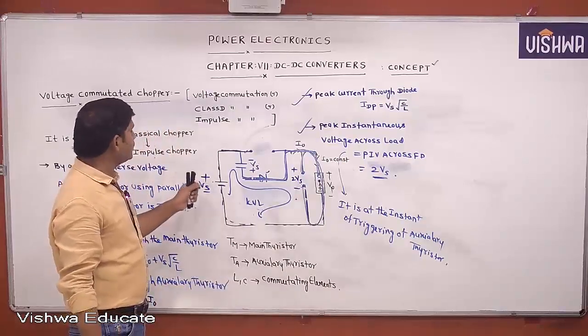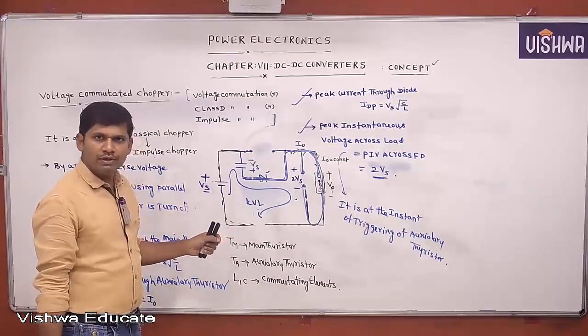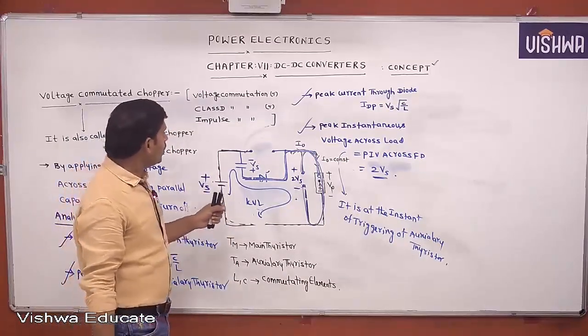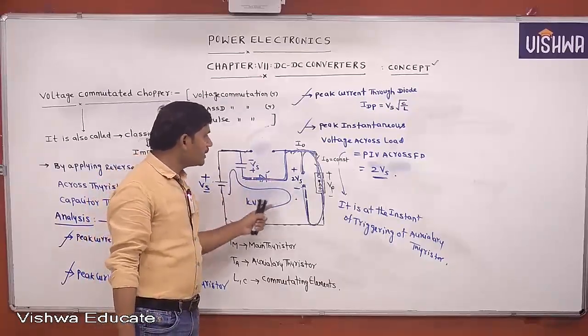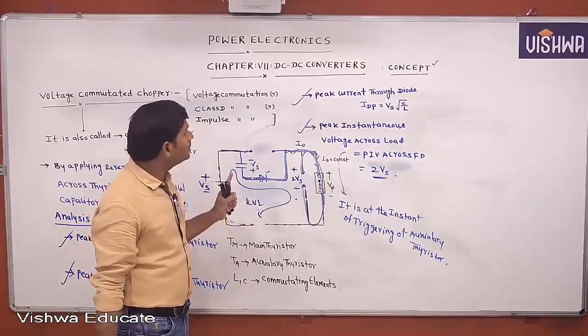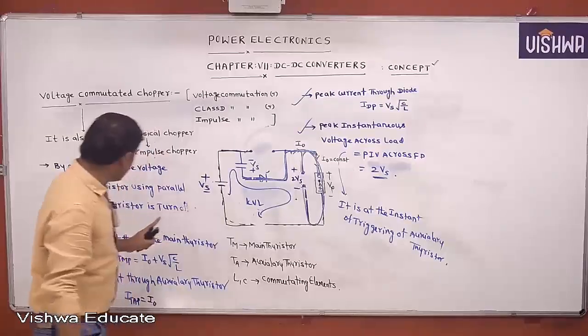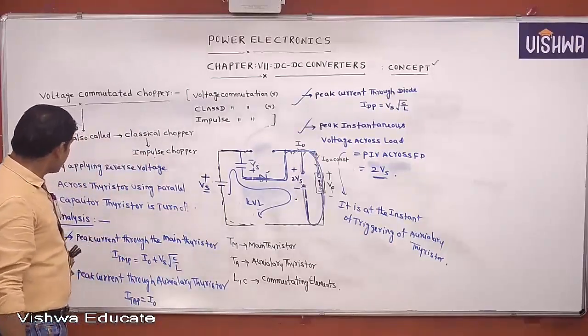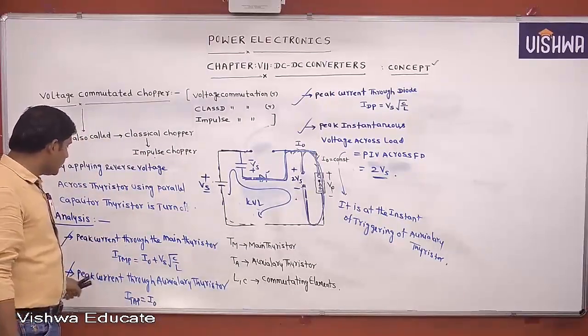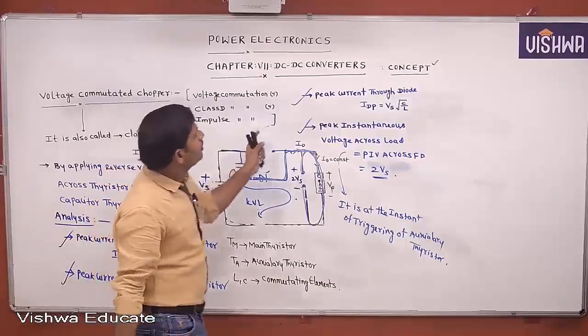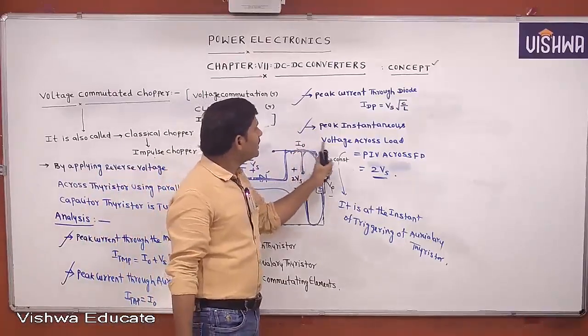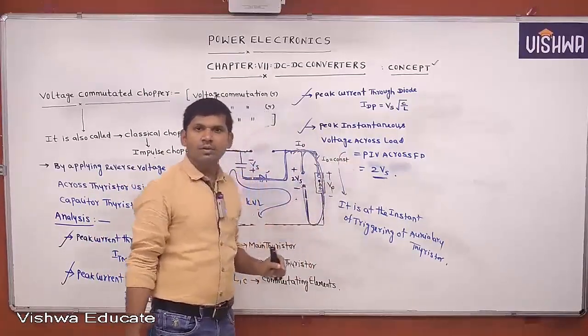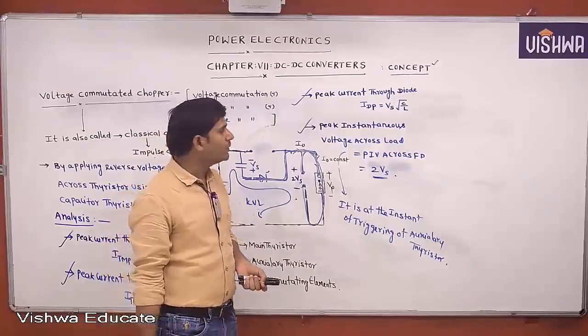Given the operation of this voltage commutated chopper, or voltage commutation circuit, how will the main thyristor be turned off by using the circuit? That I already explained. Based on this, I listed some points: the peak current through the main thyristor, the peak current through the auxiliary thyristor, the peak current through the diode, and the peak instantaneous voltage across the load. That is nothing but the peak inverse voltage across the freewheeling diode.